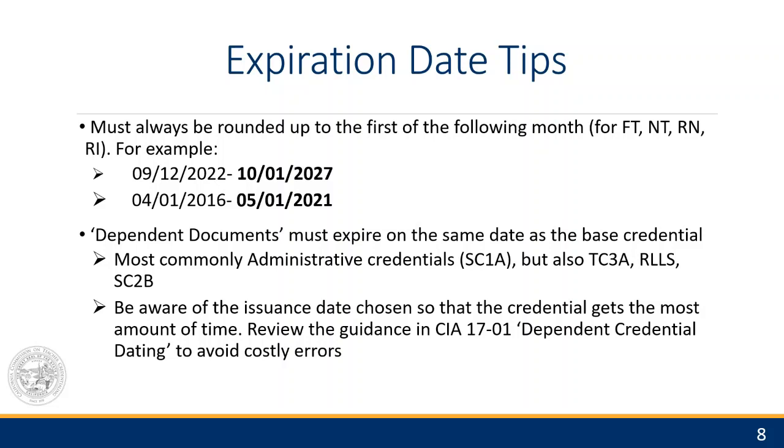One guide that's really helpful if you're confused about dependent document dating is the CIA 17-01. You can find that on the SIG. Highly recommend it. I'm just having it saved for any reference if you're curious about how dependent dating works.